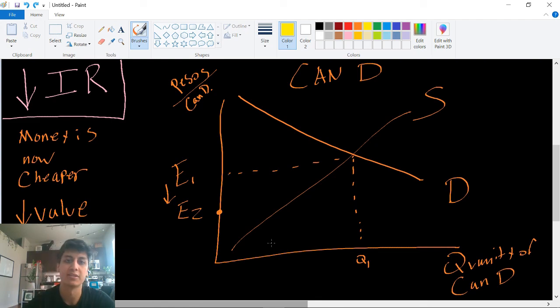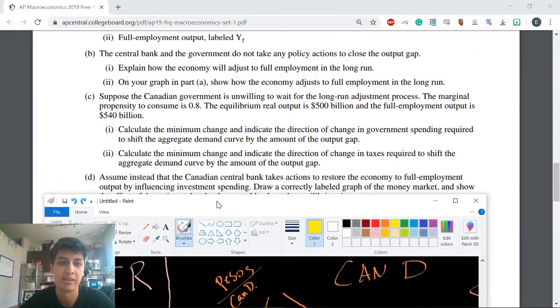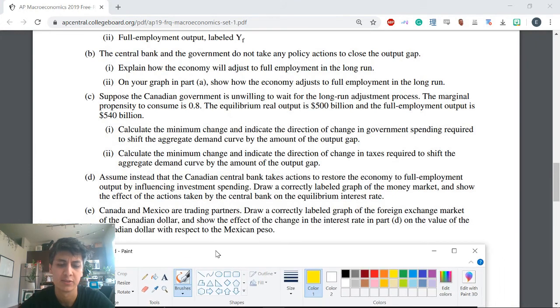Or are we going to have a decrease in demand? As I thought about this and looked back for clues, I'll show you my thought process, right? So are we dealing with supply or demand? It says Canada and Mexico are trading partners. Then it says just draw the graph. So the only thing we have to go off of is this: Canada and Mexico are trading partners. And is the exchange rate going to affect supply and demand?